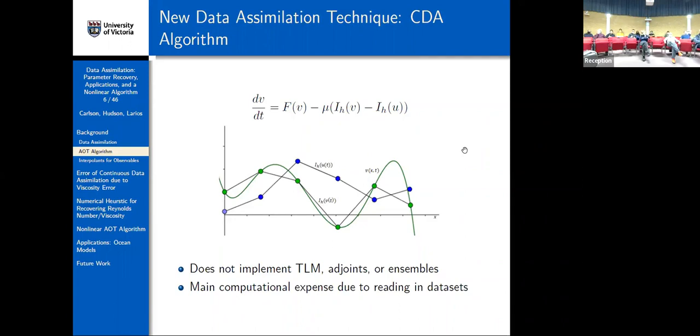Now, what's happening here is I have I_h of v minus I_h of u. Think discretely: at time t_n I have something for v, and at time t_n plus 1 I evolve it with the dynamics, but I also look at the difference, basically the error, between I_h of u and I_h of v. If I_h of v is above I_h of u, this error would be positive, so I want to drive it down. I want to drive the change in the system towards I_h of u.